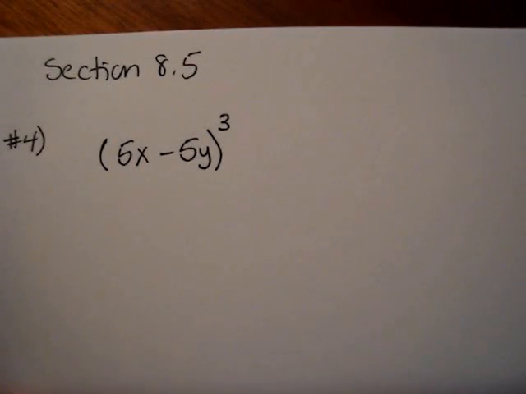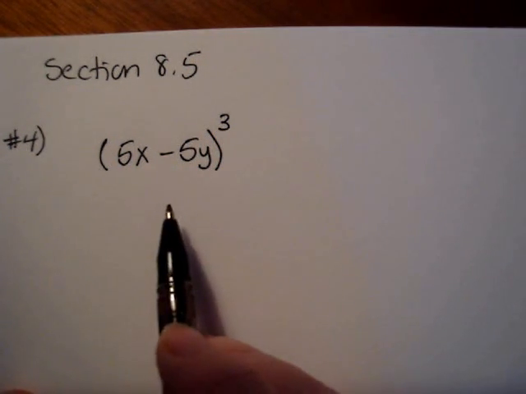Now I'd like you to look at your worksheet, and I'm going to do my work on a separate piece of paper. I'm looking at number 4 from your section 8.5 worksheet. And we're now going to use that pattern to expand 5x minus 5y quantity raised to the third power.